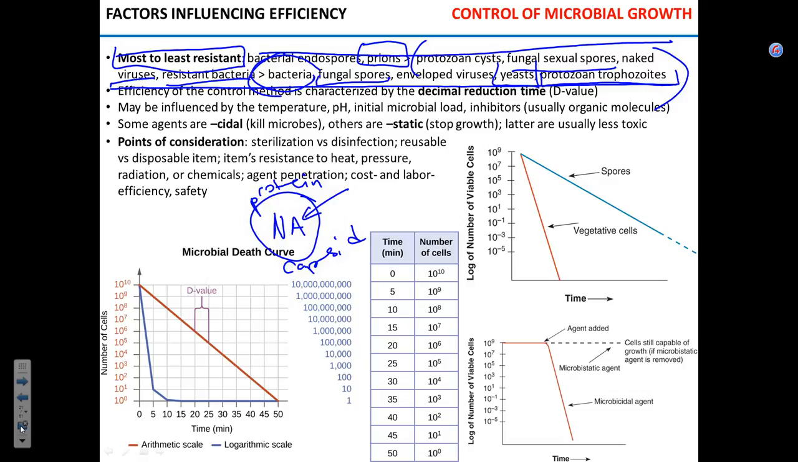Enveloped viruses. So we can compare them to the naked ones. Nucleic acid surrounded by the capsid, but outside of that, you're going to have an envelope layer. The envelope consists mostly of phospholipids. Where else are we going to find phospholipids in the cell? Which part of the cell do they make up? Membrane. So essentially, the envelope contains fragments of the cell membrane.